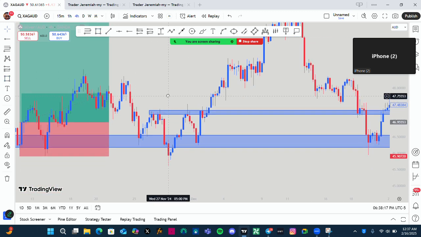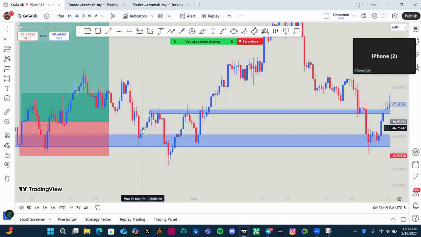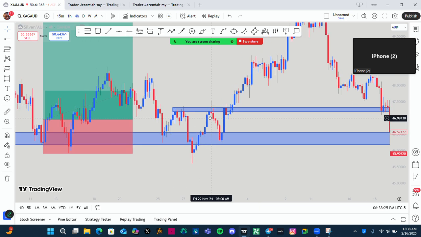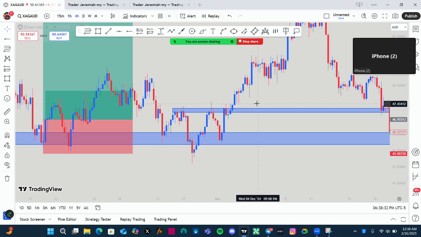This was an inverse head and shoulder, as you can see. This was the left shoulder, the head, and the right shoulder. Do you know those patterns, like the double top, head and shoulder, inverse head and shoulder? Yeah, I can identify a double top and a double bottom, but I can't identify head and shoulder much on my own. Okay. This was an inverse head and shoulder.